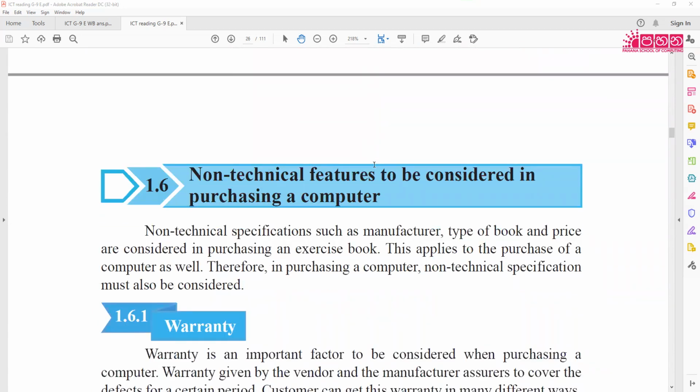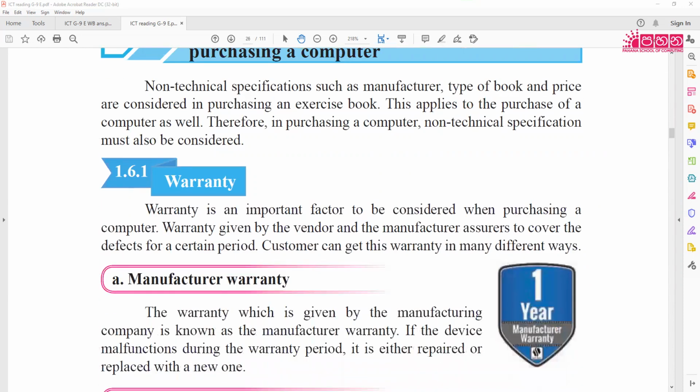Now what we have discussed so far are technical features. Technical means the performance. It matters when you work, like when you worry about the speed of the computer, yes, you have to look for technical features. But there are other, non-technical features you should focus on. One is what we call warranty.